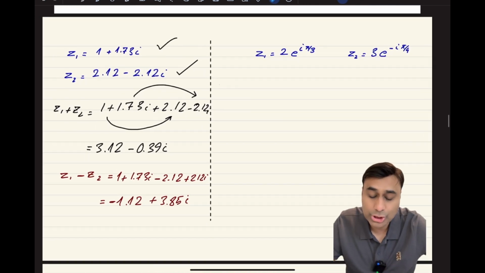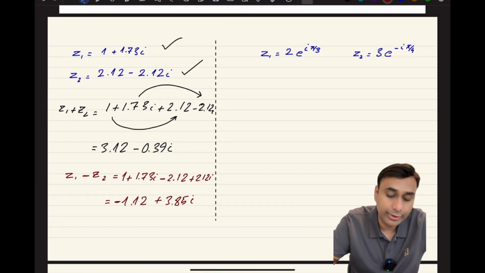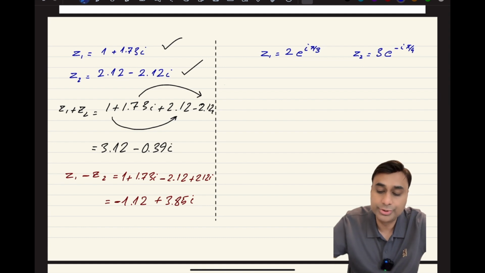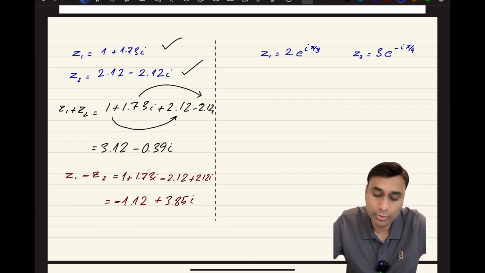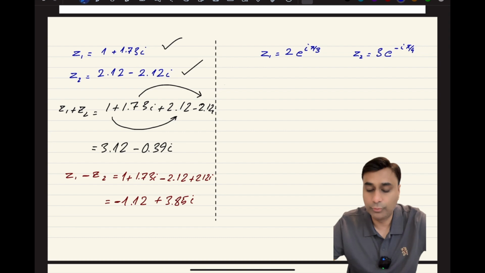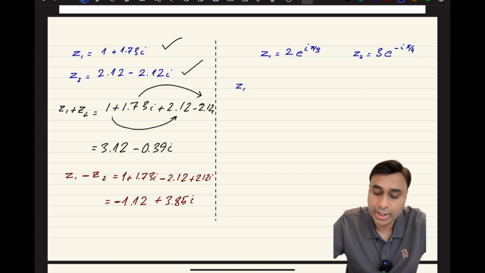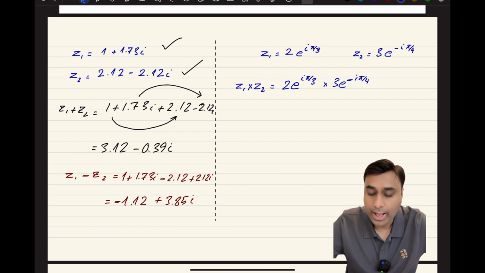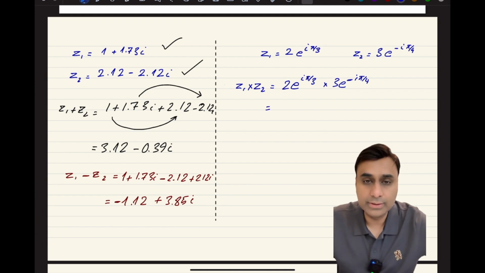But see how swiftly or how easily you can do this kind of multiplication and division in the exponential form, which directly comes from the polar form. It's pretty much the same thing whether you have a polar form or the exponential form, your process of multiplication and division becomes so easy. So if you are doing z1 times z2, you will just simply do 2 e power iota pi by 3 times 3 e power minus iota pi by 4.